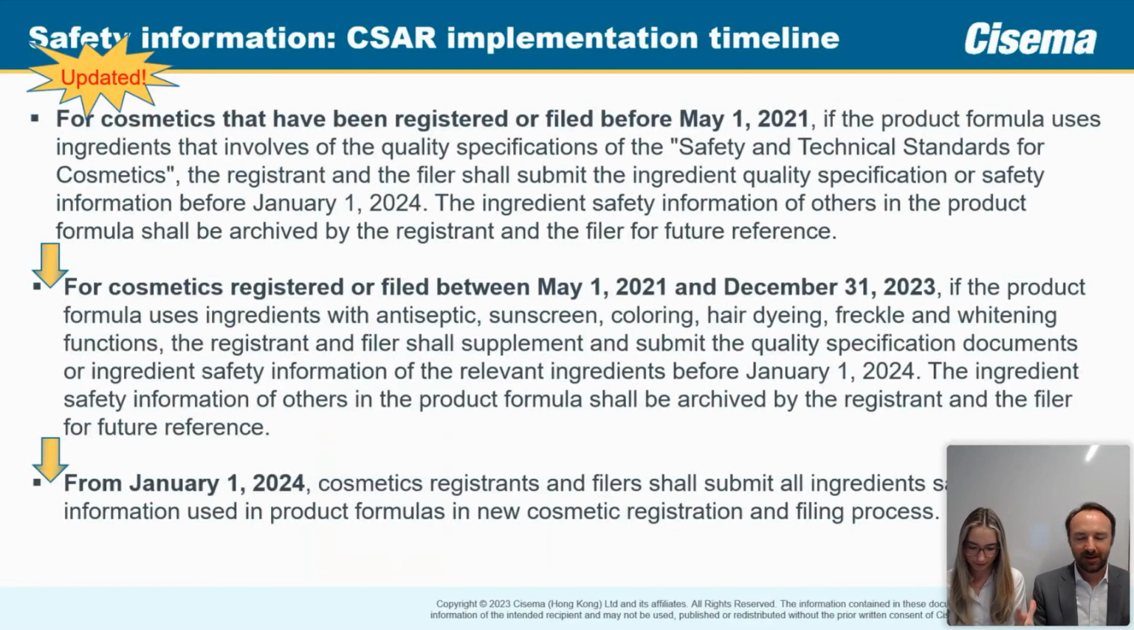Just to recap again, I guess the summary is that companies that file their cosmetics before January 1st next year have reduced safety requirements for their ingredients, or at least they don't need to submit such safety information to the regulator. On the other hand, if you file or register your cosmetics as of next year, then you will need to provide full safety information of every ingredient. Remember, safety information can either be the safety information in the form of what we call Annex 14 or the ingredient submission code.